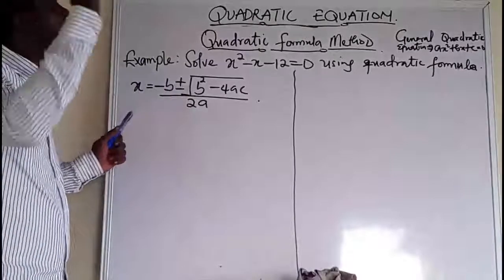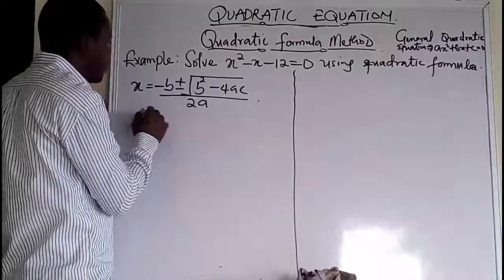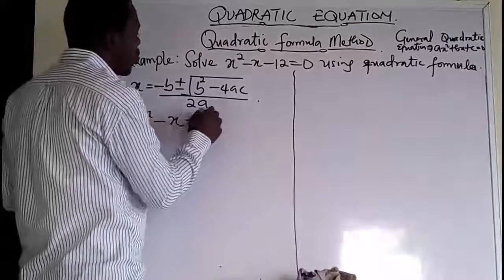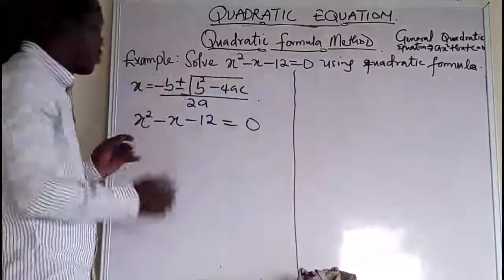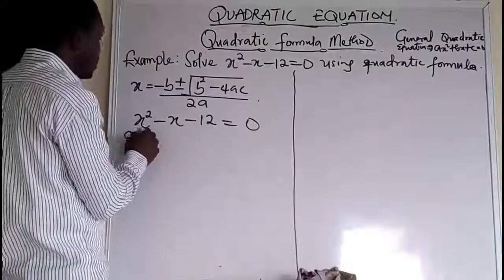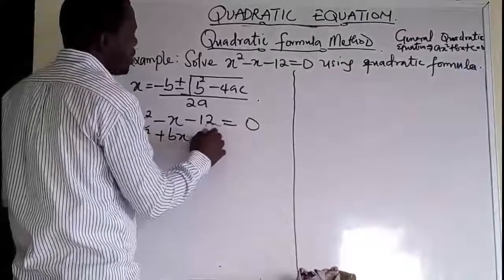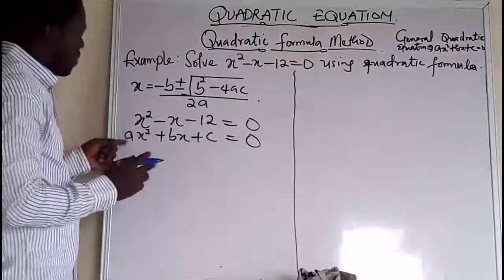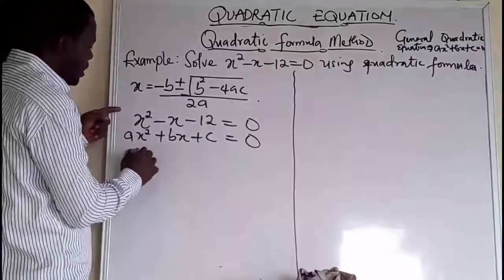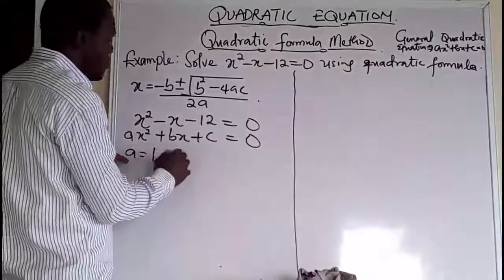One thing that you have to do is write out your equation: x squared minus x minus 12 equals 0. And you now write the general quadratic equation as ax squared plus bx plus c equals 0. So now let us compare the two. What is the value of a here? So a here is equal to 1 because the coefficient of x squared is 1. What is the value of b?